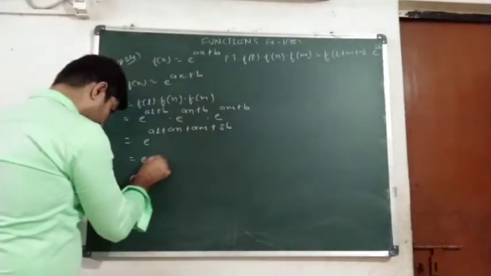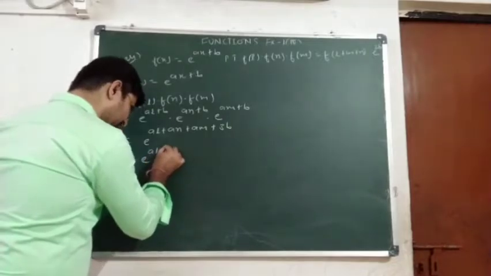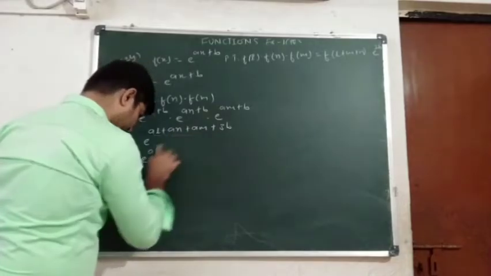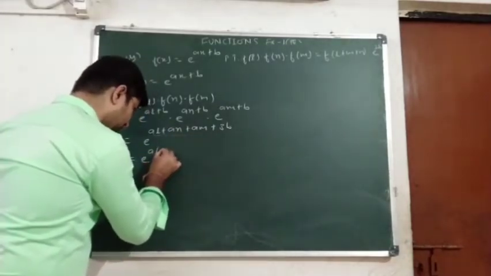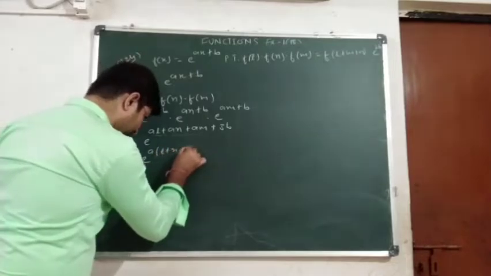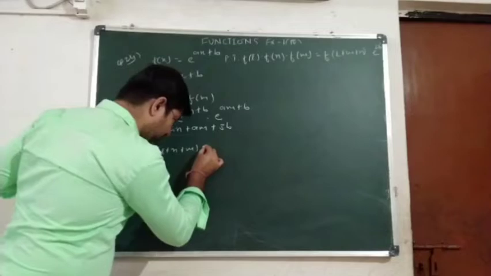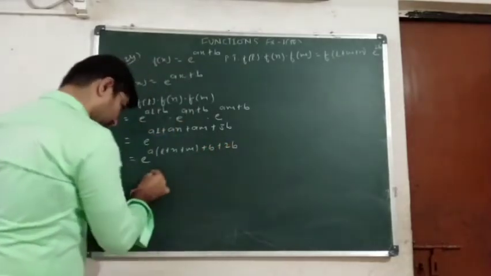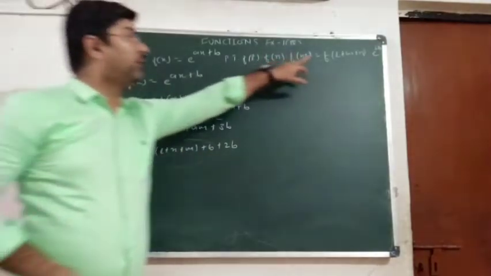Now this can be simplified as e raised to a. Okay, do one thing, from these three terms take a common. So in a common, inside bracket l plus n plus m. Okay, again 3b we will split into b plus 2b. Now this will become obviously f of l plus m plus n.